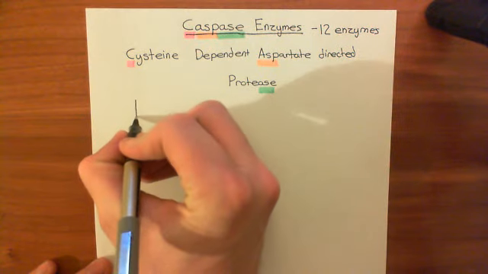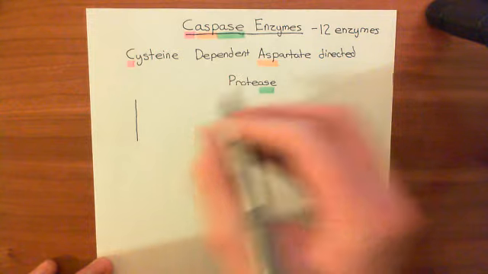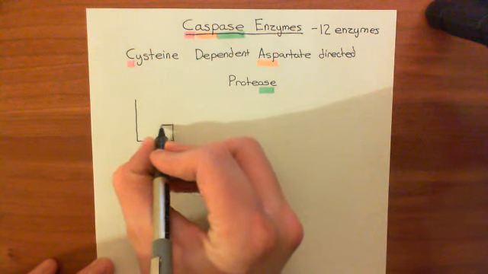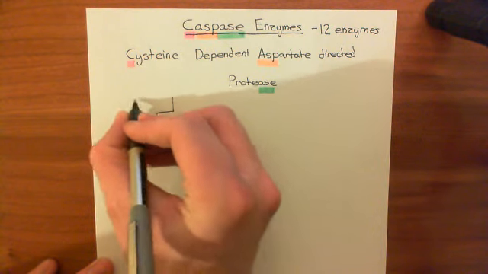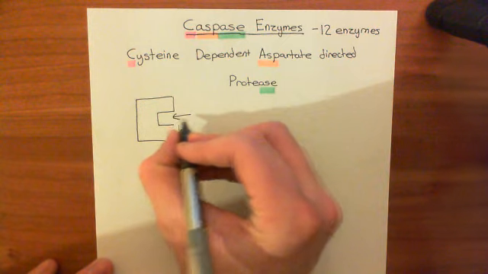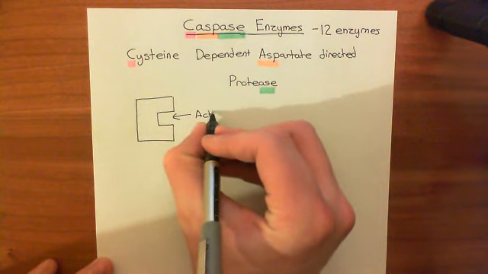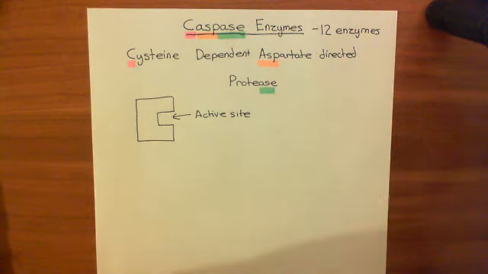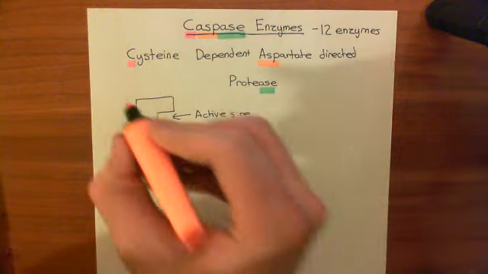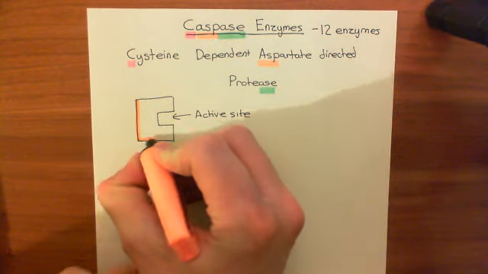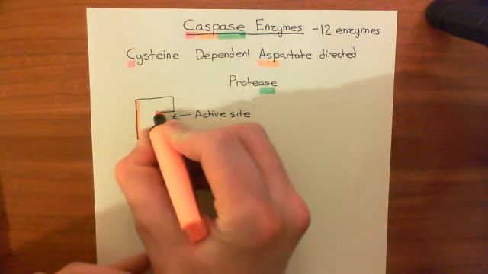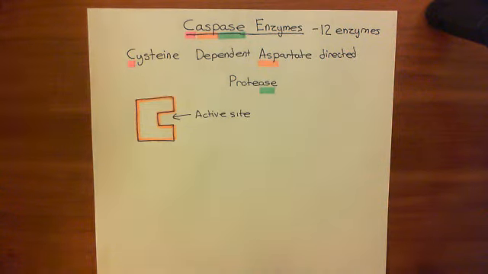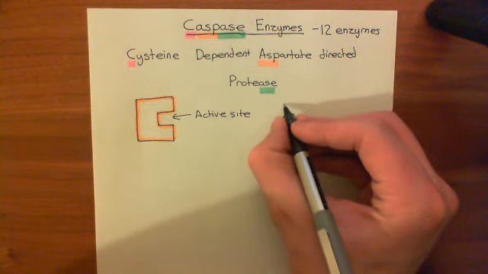So let's start off with this cysteine-dependent. What does that mean? And then we'll talk about what aspartate-directed means. Okay, so let's say this is a caspase enzyme here, and this is the active site of the caspase enzyme. Basically, in the active site of a caspase enzyme, you have a cysteine residue, and the cysteine residue is essential for the protease activity of this enzyme, which is why it's called cysteine-dependent.